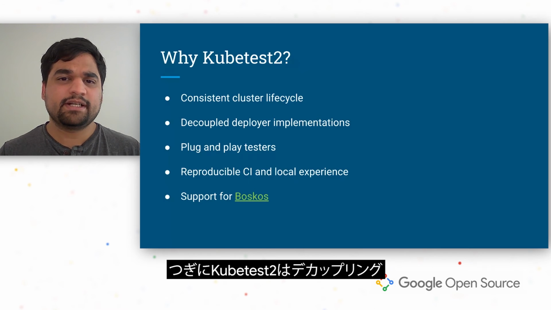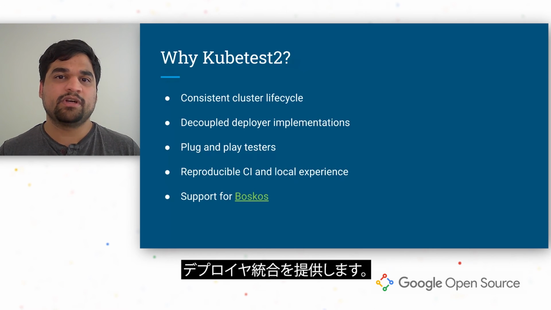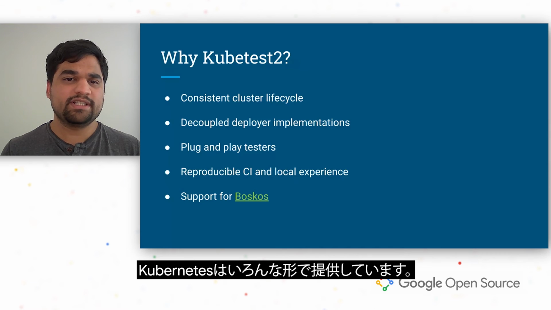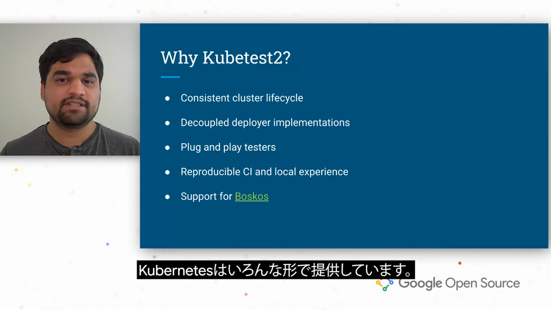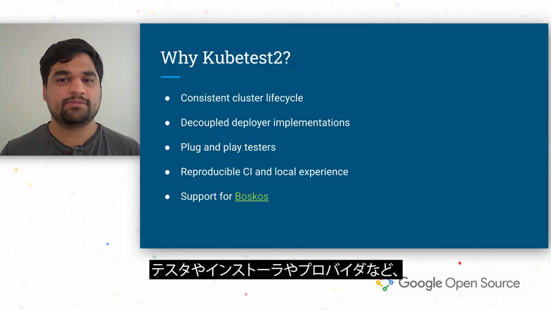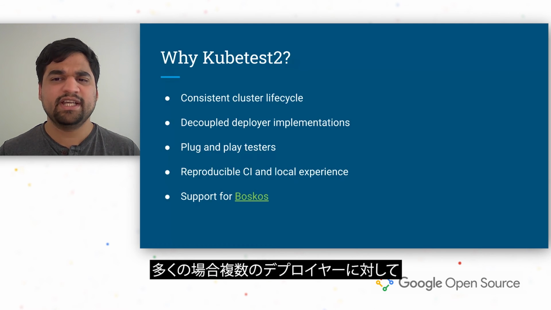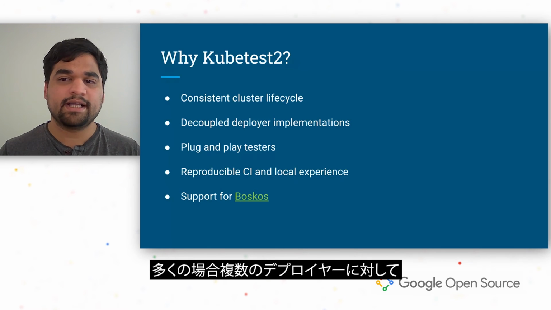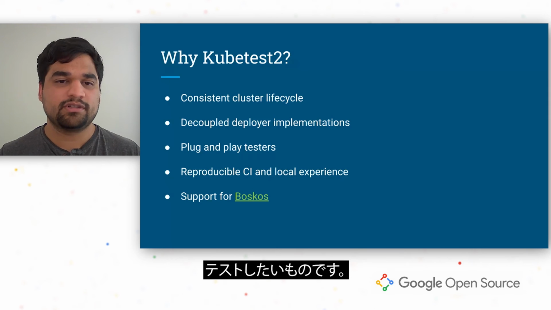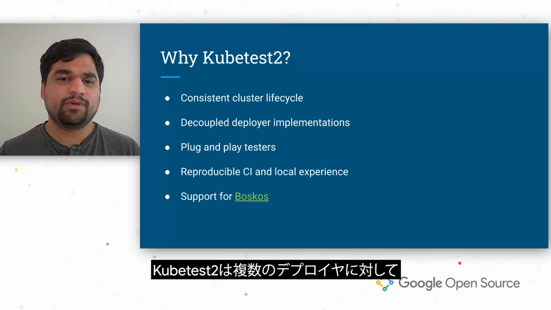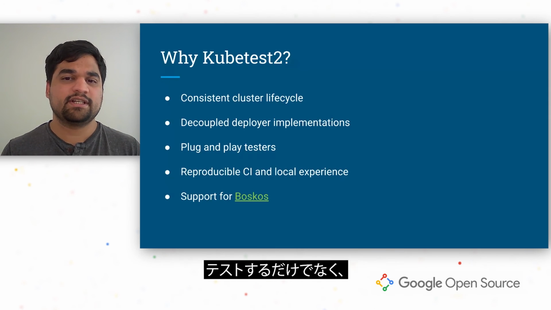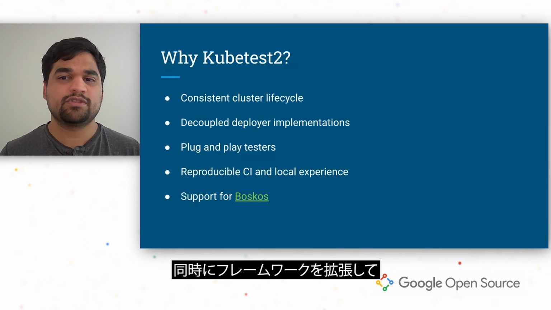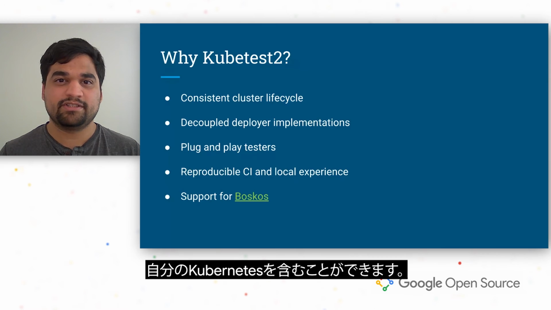The next thing that Kubetest2 provides us is decoupled deploy implementations. So Kubernetes comes in multiple flavors and offerings, be it distros, installers, providers, and in many cases you want to run tests against at least a few of these deployers. So Kubetest2 provides a way to not only run your tests against these different deployers, but also allows you to extend the framework to include your own implementation of Kubernetes.